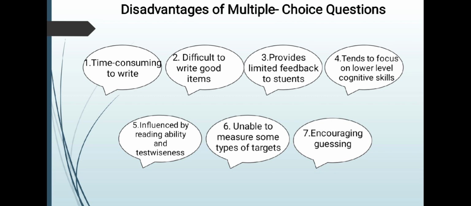Second is that MCQs often provide limited feedback to students. Unlike open-ended questions, they don't reveal why a student chose a wrong answer. While they are great for quickly diagnosing misunderstanding, as mentioned in the advantages, they rarely allow for detailed insight into a student's thinking process unless the teacher invests time in analyzing patterns across multiple items.